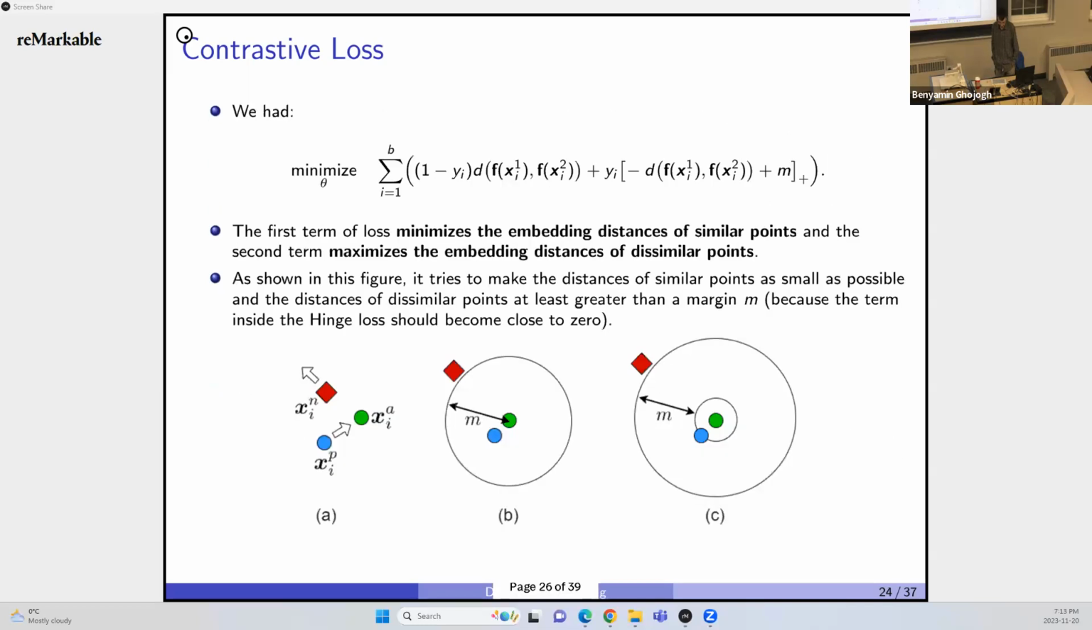Interesting. And this is what we had. This is exactly what I have denoted here. So push positive toward anchor and push the negative away from it. So this is one pair, this is another pair, right? And yes, we already talked about this. Minimize the embedding distances of similar points and maximize the embedding distance of dissimilar points. The same idea as Fisher discriminant analysis that we had a century ago.